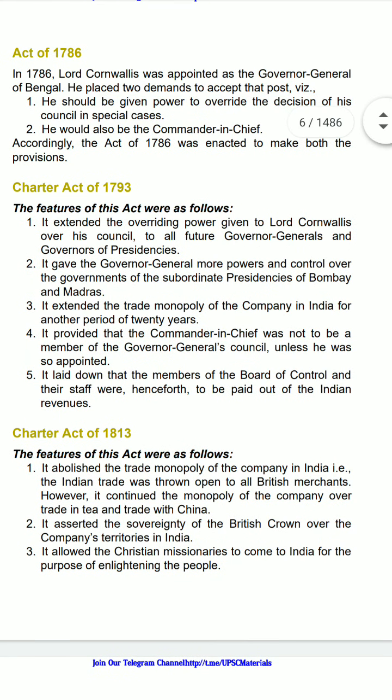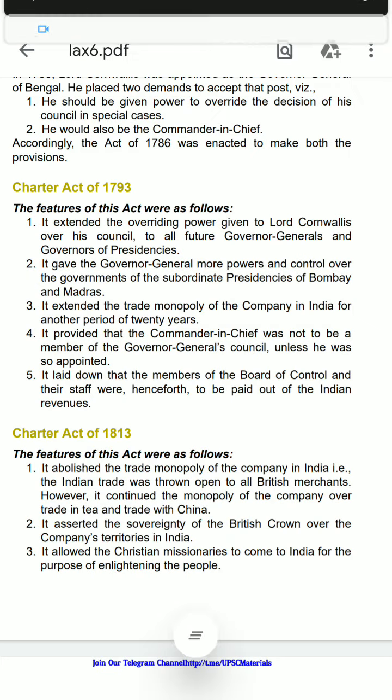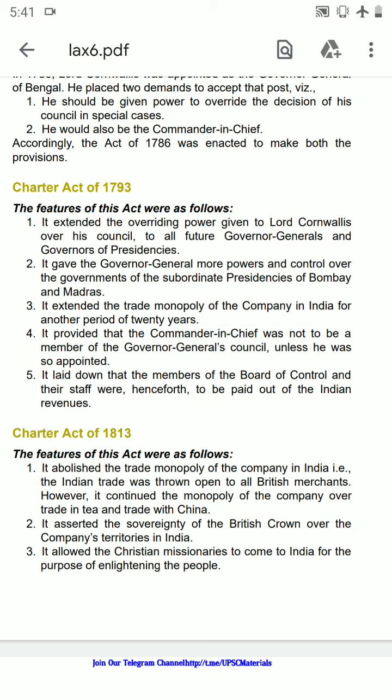Charter Act of 1793. The features of this act were as follows. It extended the overriding power given to Lord Cornwallis over his council to all future governor-generals and governors of presidencies. It gave the governor-general more powers and control over the governments of subordinate presidencies of Bombay and Madras.